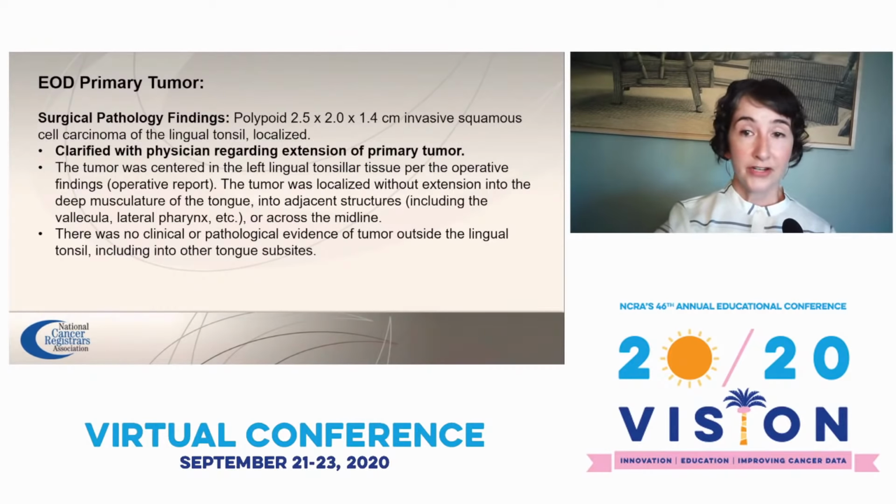So EOD primary tumor was clarified with the physician, and this tumor was centered in the left lingual tonsillar tissue per the operative findings and was localized without extension into the deep musculature of the tongue, adjacent structures including the vallecula and lateral pharynx, and there was no extension across the midline. There was no clinical or pathological evidence of tumor outside the lingual tonsil, including into other tongue subsites. Again, the issues regarding EOD primary tumor are discussed in that PDF document.